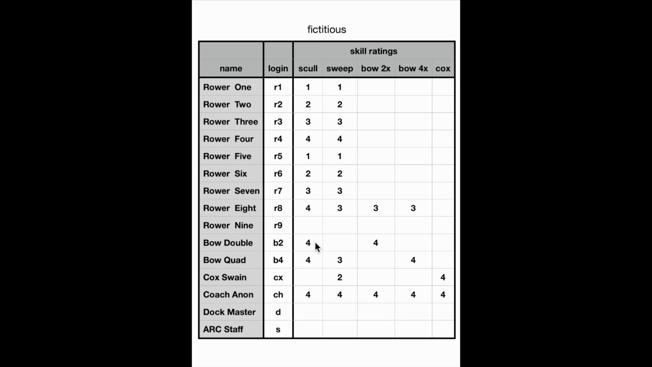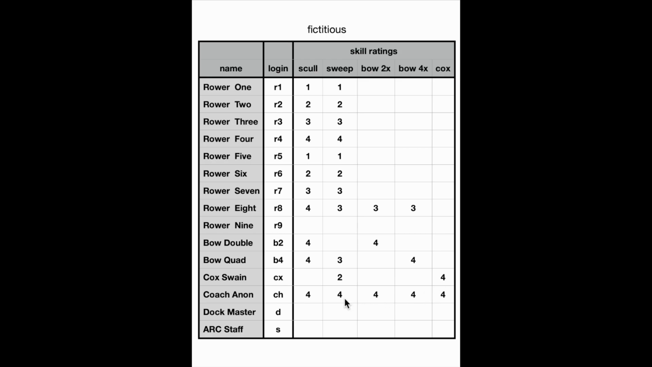Bowing a double and bowing a quad are two different qualifications. Bow double has login B2 and skill level 4 for bowing a double. Bow quad has skill level 4 for bowing a quadruple scull. A cox has skill rating 4 for coxing either a 4 or an 8.